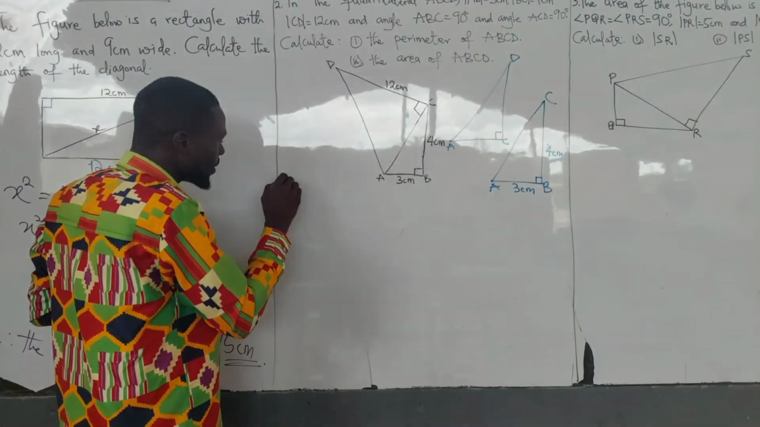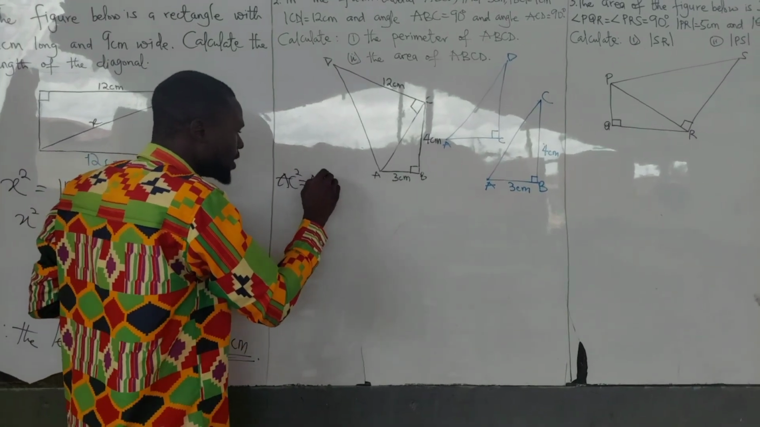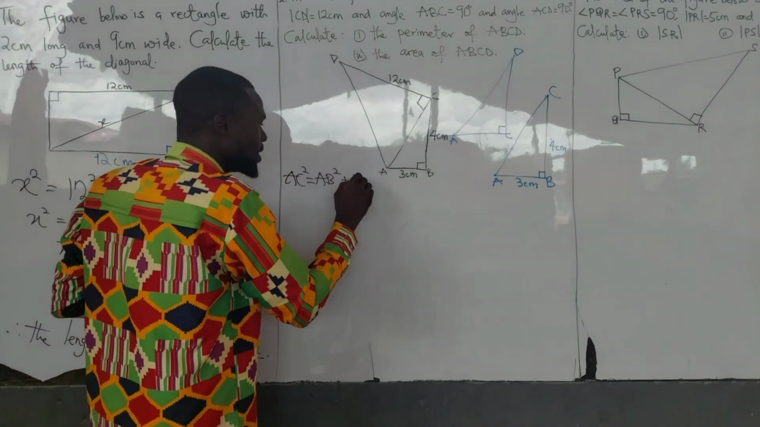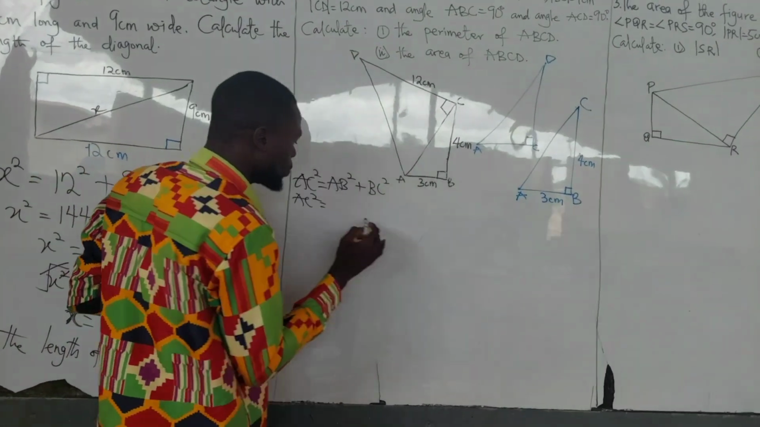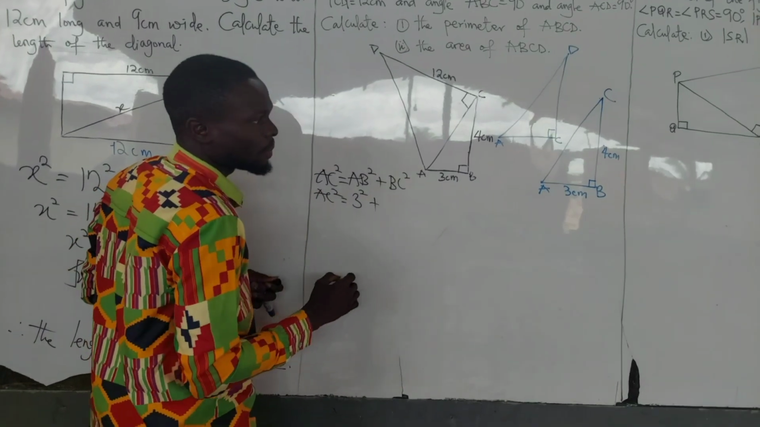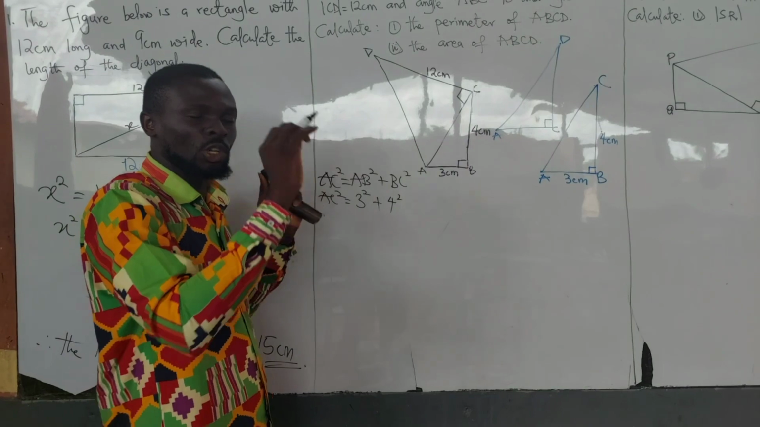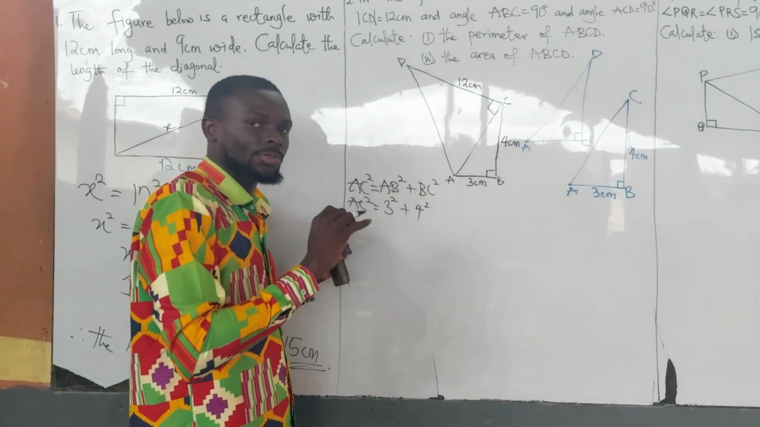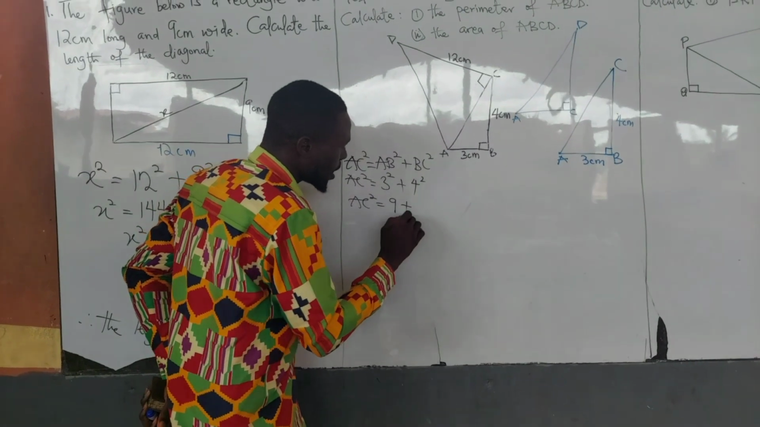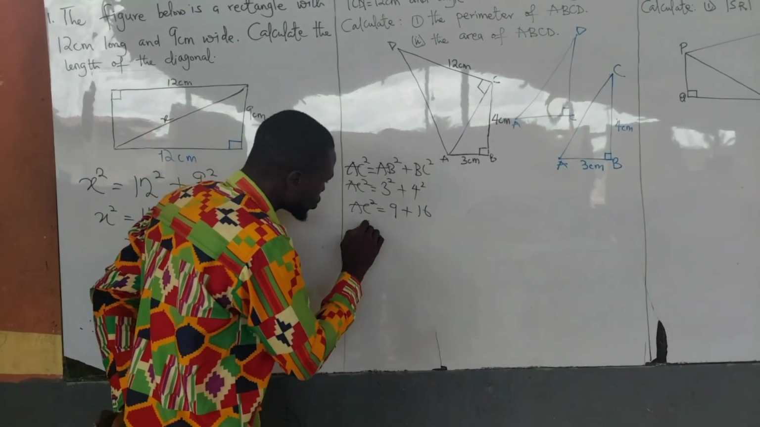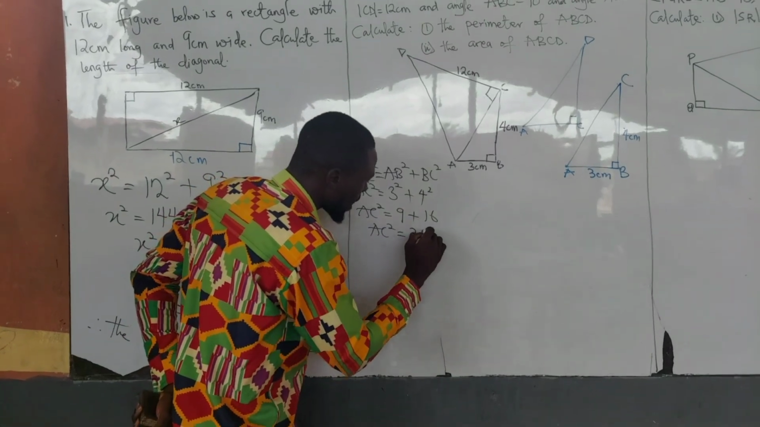I'm going to say AC squared is equal to AB squared plus BC squared. AC is what I want. AB, what do I have? I have 3 squared plus 4 squared. Always don't forget to write your square, because it will affect your final answer. So we are going to say AC squared is equal to 9 plus 16. So we have AC squared is equal to, the sum of this will give you 25.